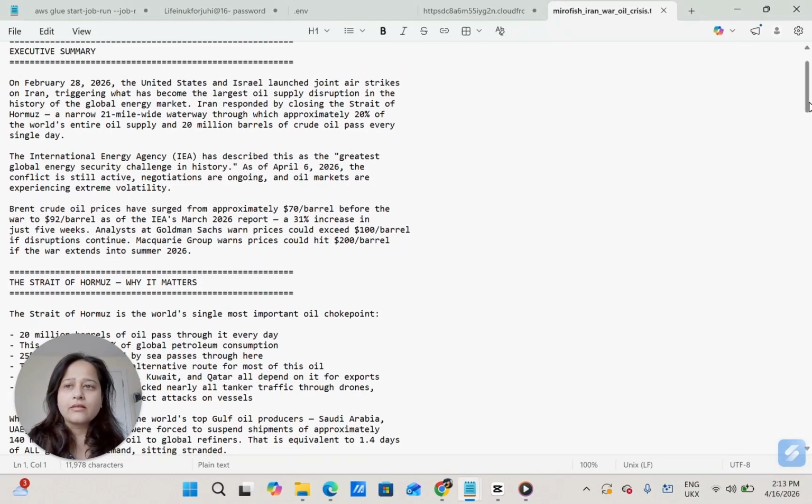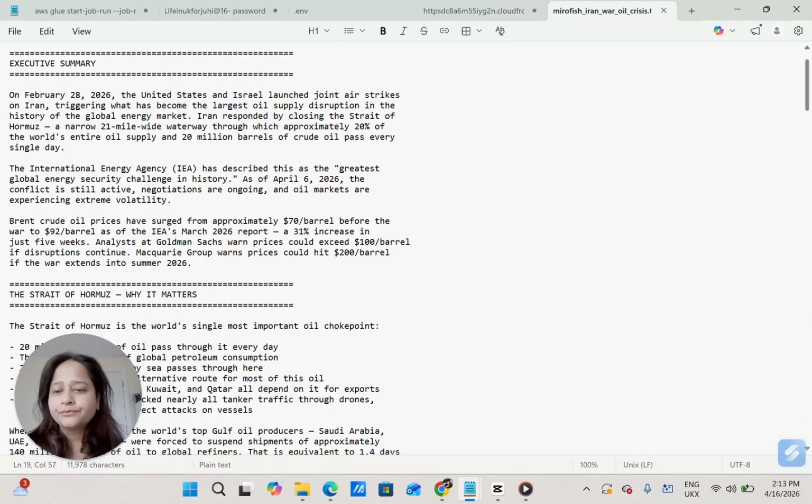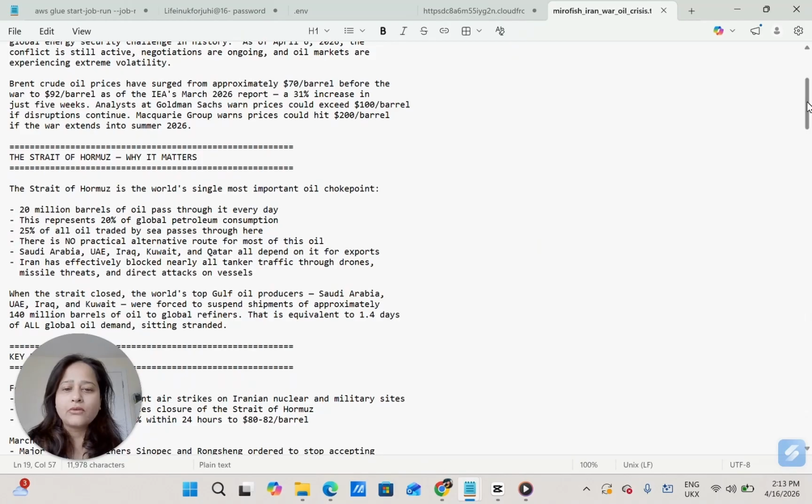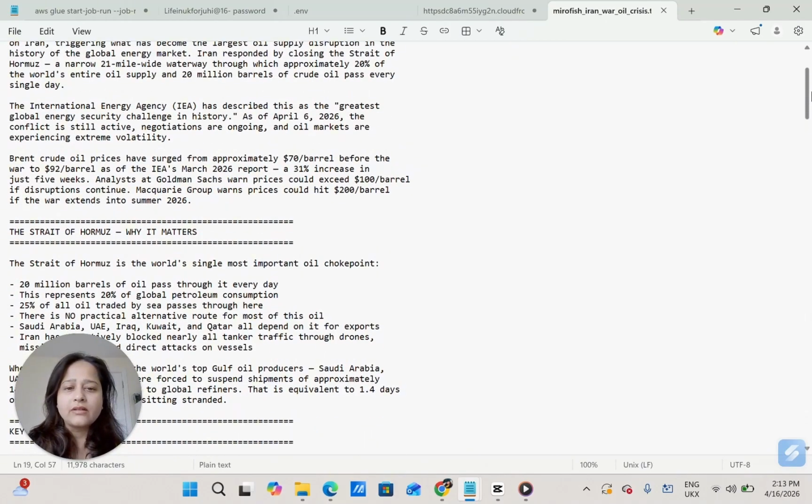So this is our seed document. It's a detailed intelligence briefing I wrote on the 2026 Iran war and oil crisis, based entirely on real events happening right now. Let me show you. It covers the key events, the US and Israel launching airstrikes on Iran on 28th Feb, and Iran's response of closing the Strait of Hormuz, and 20% of global oil supply blocked overnight.